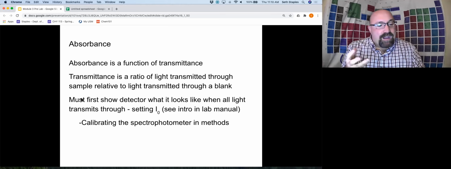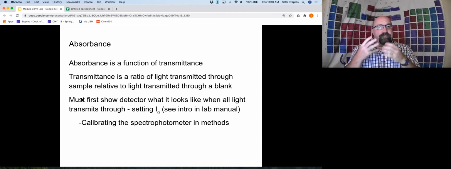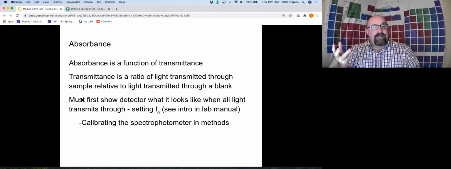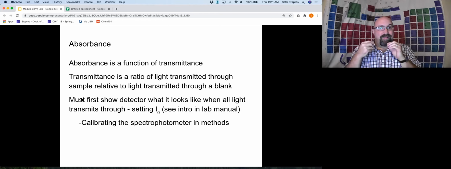And so let's just talk about some of the logistics here a little bit. As I mentioned earlier, absorbance is a function of transmittance. They're really just the flip side of the same thing: how much light is transmitting through our sample? Transmittance is a ratio of the light transmitted through the sample relative to the amount of light transmitted through a blank, being just water.